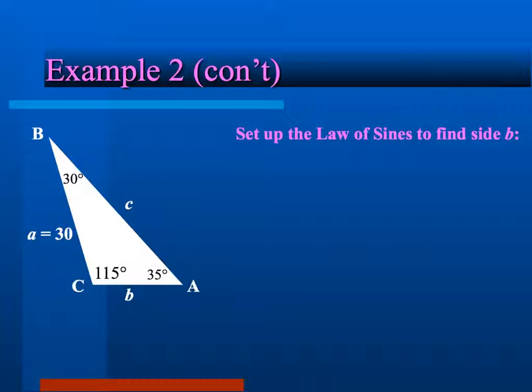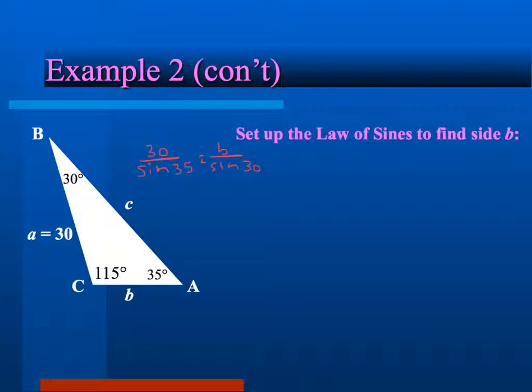So if I set up my fraction, I would have little a over sine of A. And I don't have to get little b next. I could go find little c next. So it really doesn't matter which of the next two sides I try to go find. This just happens to be in alphabetical order. So I'm looking for little b over sine of B.